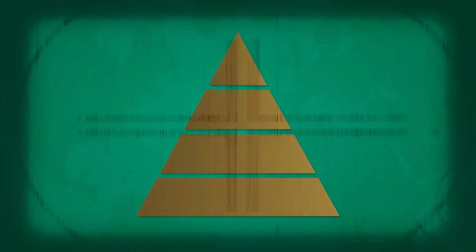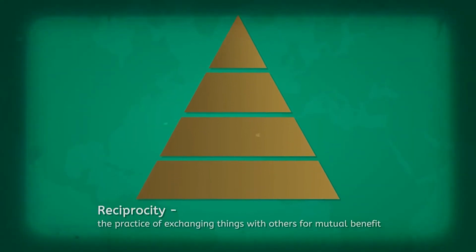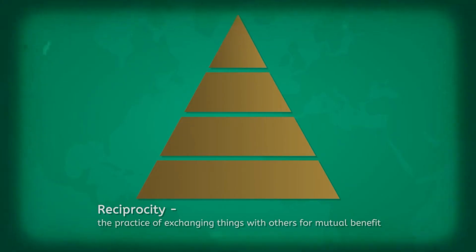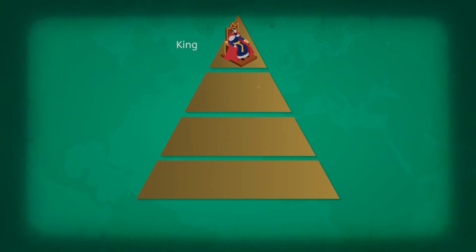Okay, all you, Brian. Think of feudal Europe as a pyramid based on reciprocity, exchanging things with others for mutual benefit. The idea that I'll scratch your back if you scratch mine. The king was at the top of the pyramid. He owned the land and made the laws.